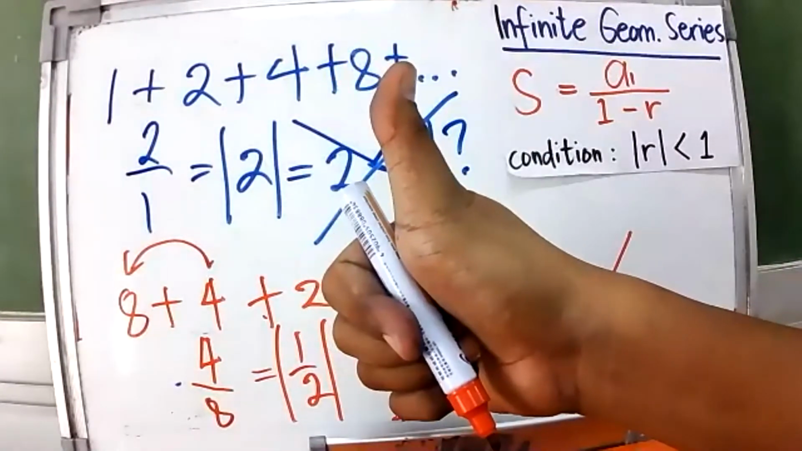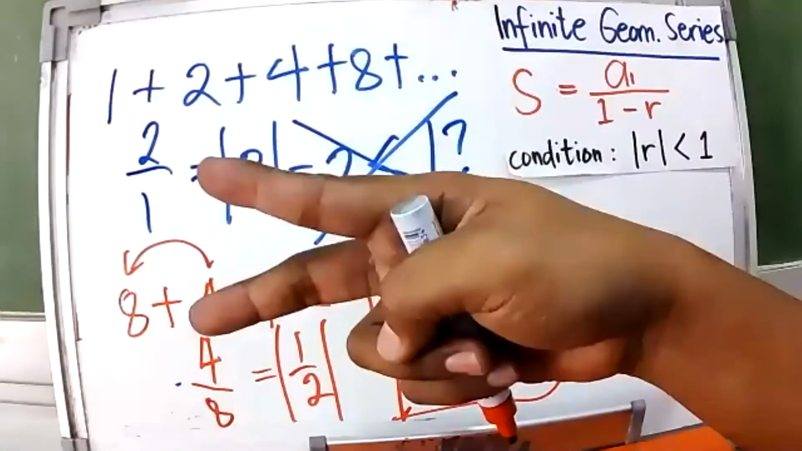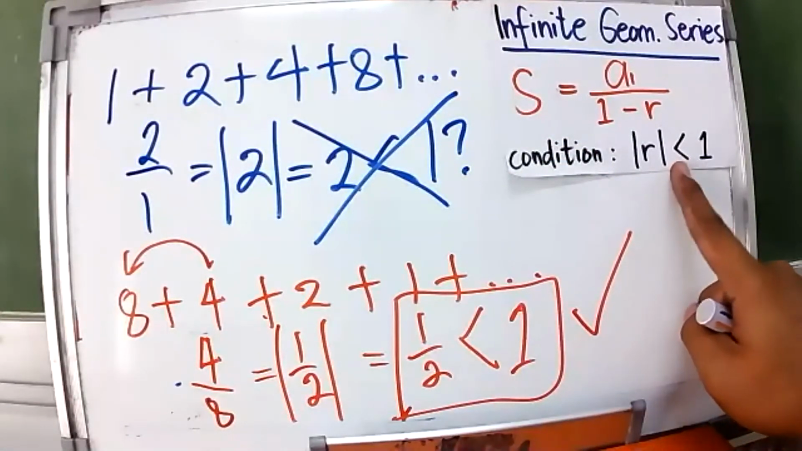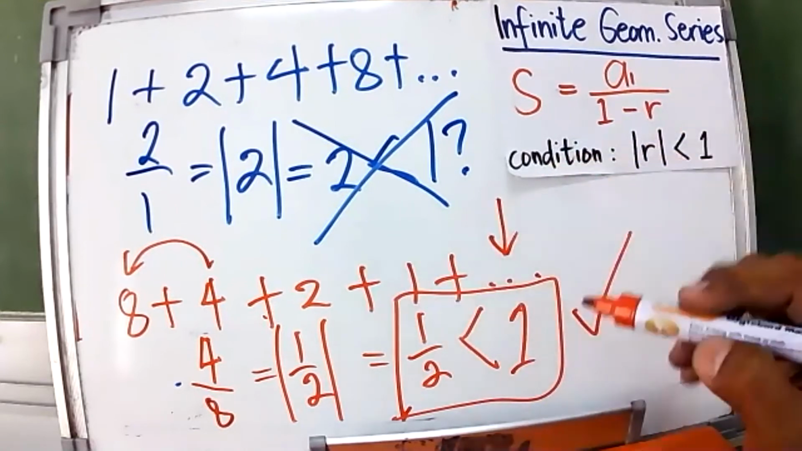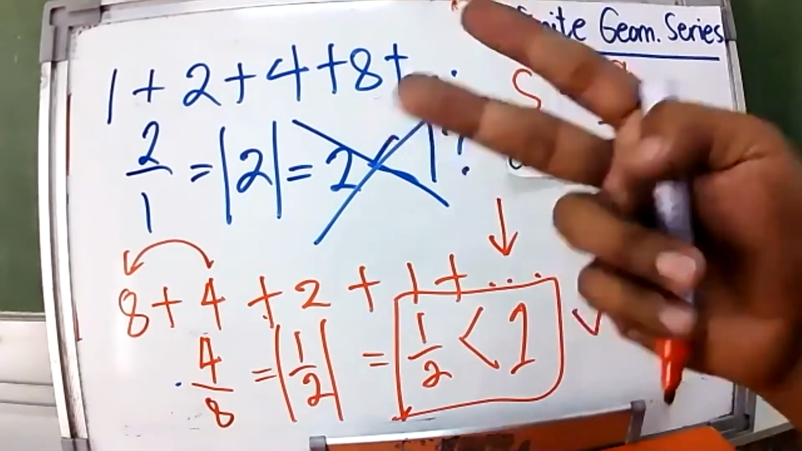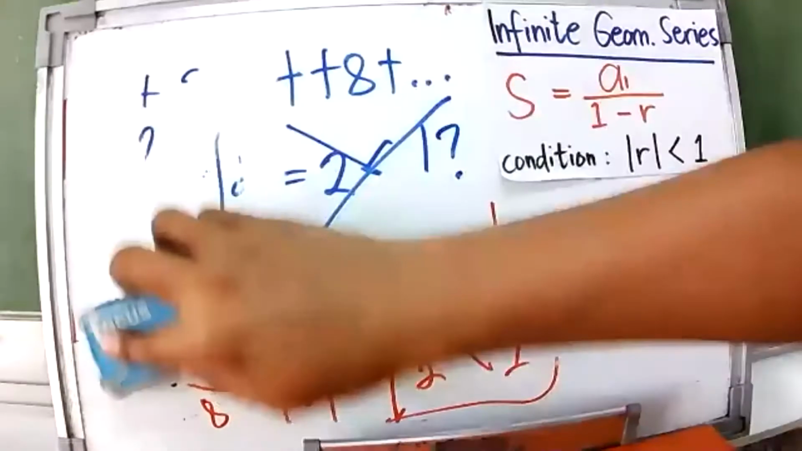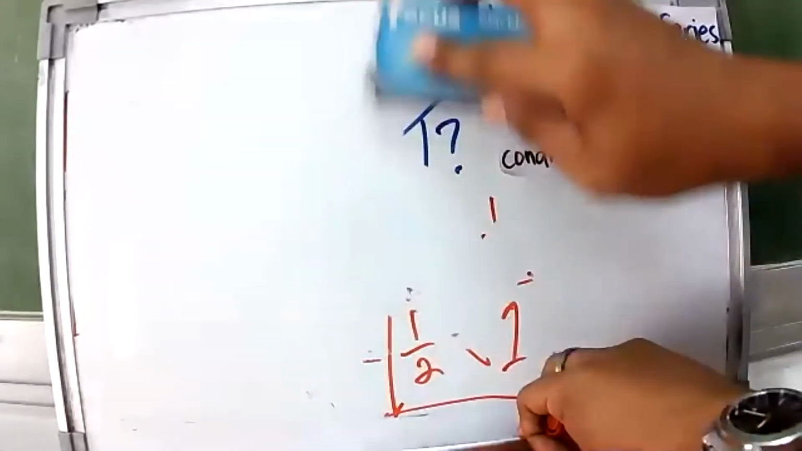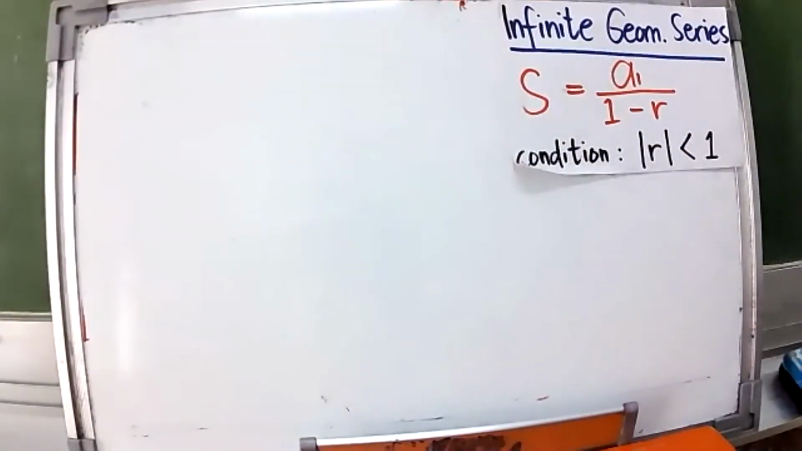Got it? So, your choice how to identify which has a sum, whether by using the condition or by identifying the decreasing numbers. Got it? I showed you 2 ways on how to identify. Let's try this. Since it has a sum, what's the sum in that case? We just have to use the formula in finding the sum of this given.